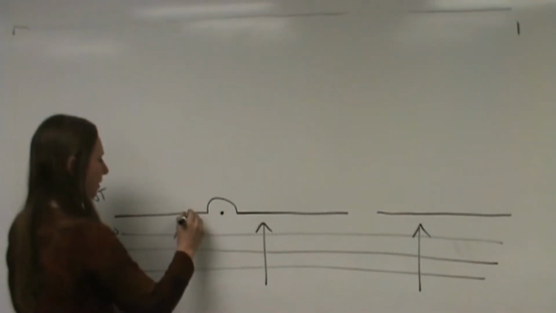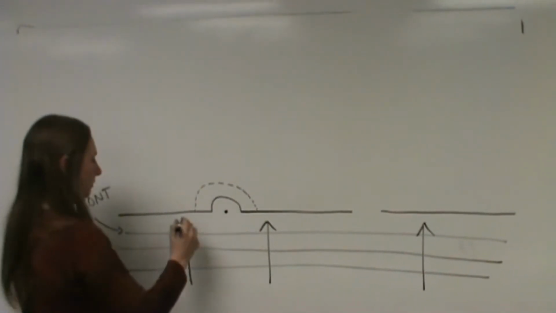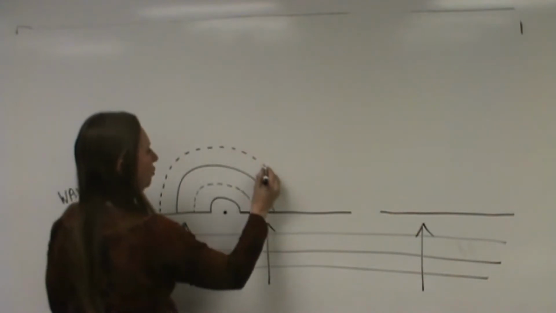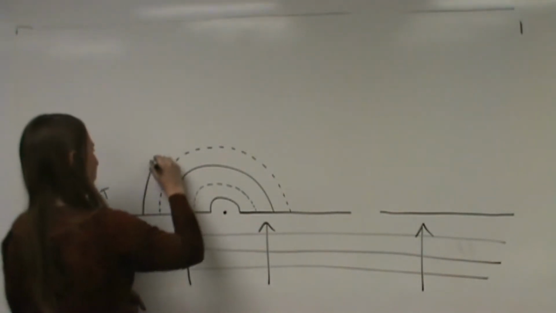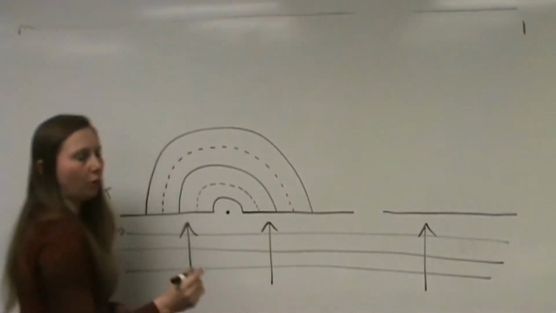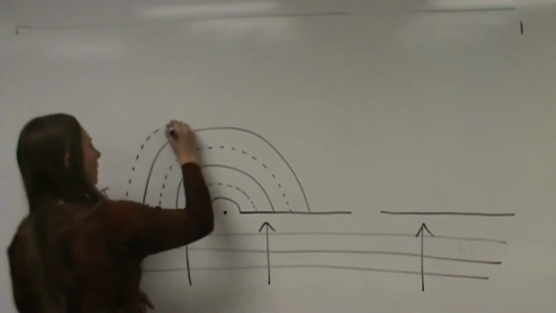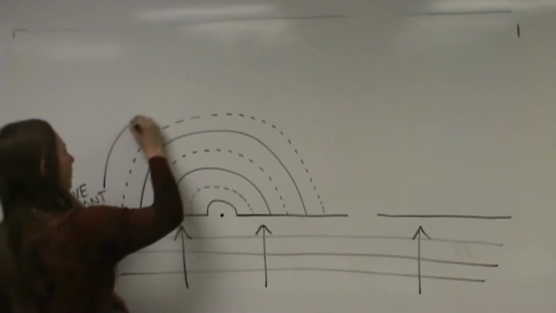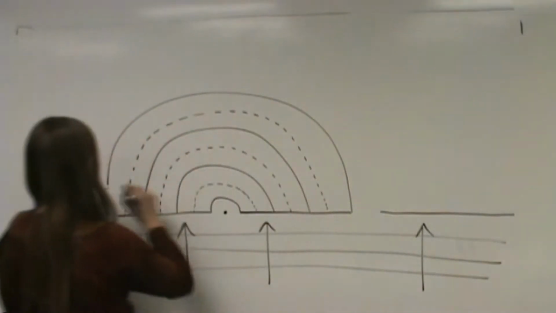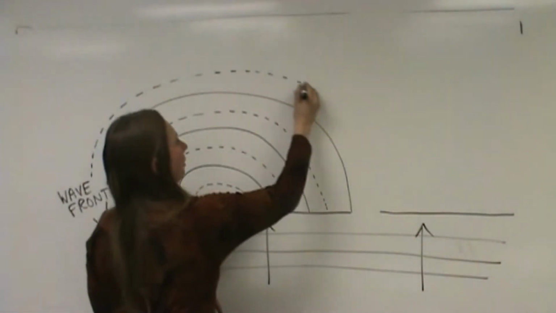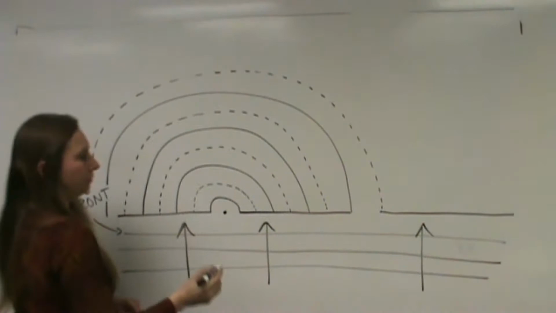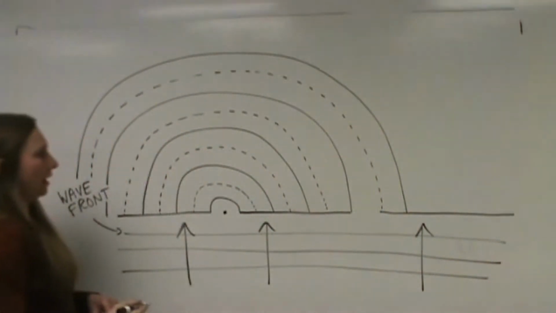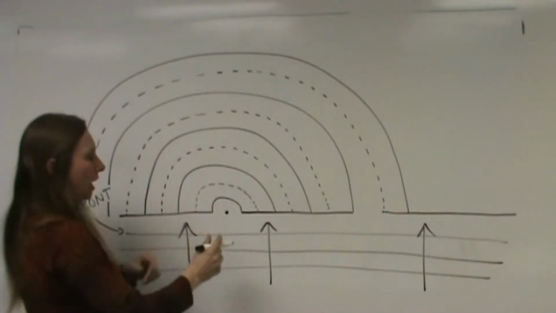Now, that's a crest, and that's a trough. And again, I'm going to try to draw this very, very clearly so that we can use this diagram to pinpoint the locations of constructive and destructive interference. All right, and here's another crest and another trough. Okay, maybe one more. Got plenty of room here, might as well use it. All right, so that wave spread out on the other side of the barrier.